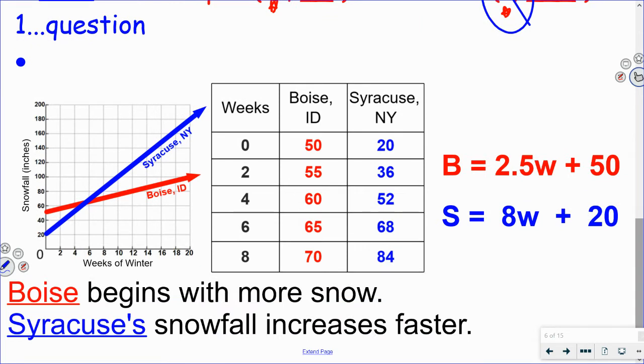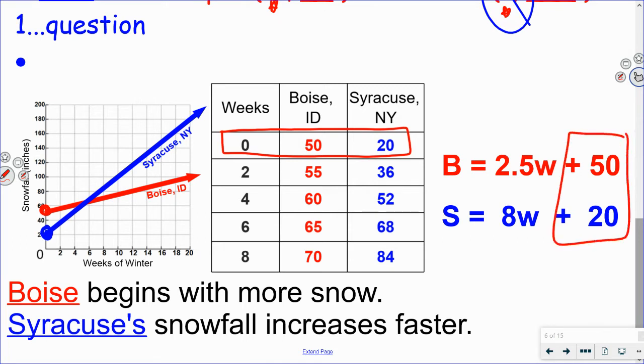Just to show you a little example as you are perhaps taking a peek and analyzing this. Some of you, very graphically oriented, but one way or another, you should be able to see Syracuse starts lower, Boise starts higher. You can see it on the table. Boise starts at 50, Syracuse starts at 20. You could see it on the graph. Boise starts at 50, Syracuse starts at 20.